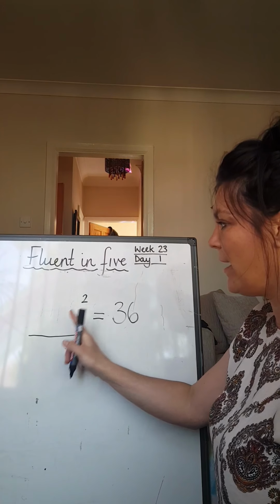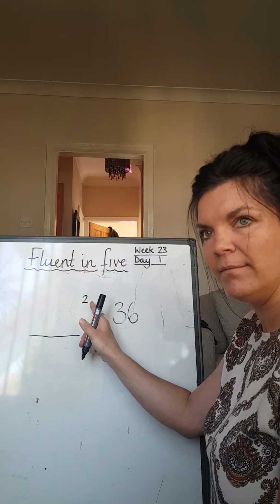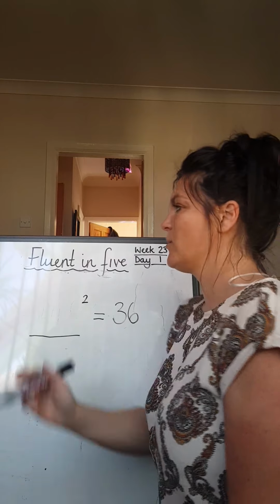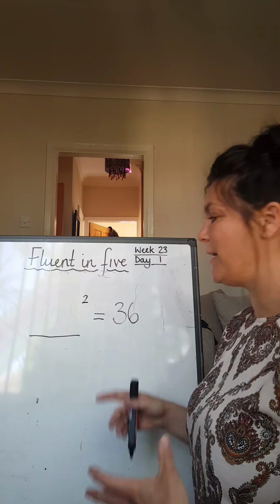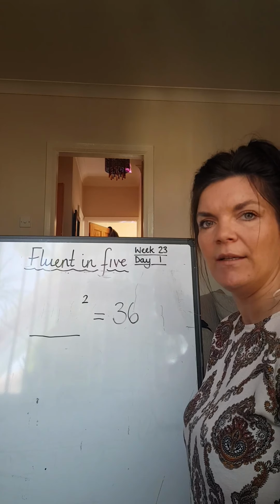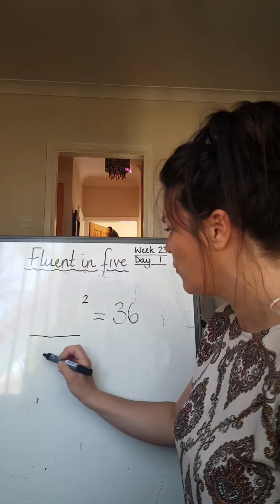So something squared equals 36. So squared means times by itself. So there's a number times by itself that equals 36. I know it straight away. If you don't know, you could work your way through it.